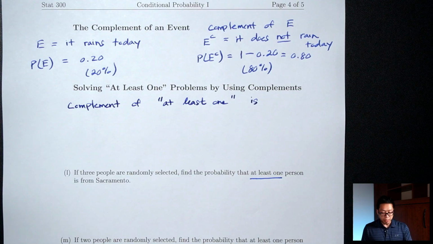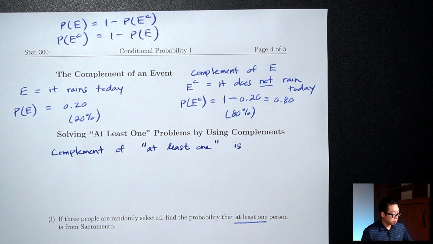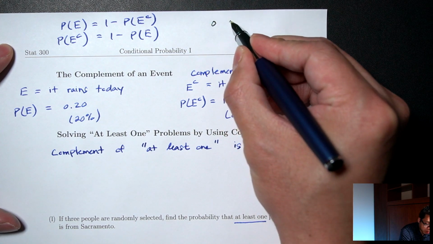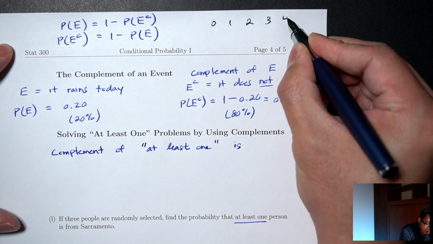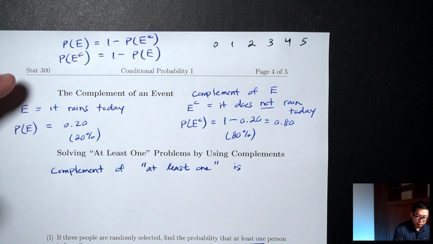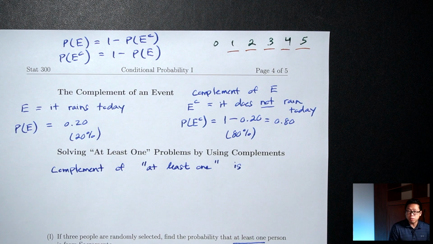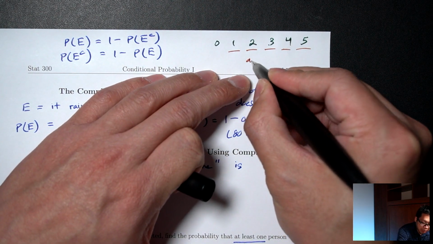So what is the complement of at least one? Let me use an example to illustrate. I'm going to write down some numbers. Which of those numbers would count as at least one? At least one means one or more. Which numbers are one or more? One or more would be the 1, the 2, the 3, the 4, the 5. All of those numbers that I underlined would count as at least one.